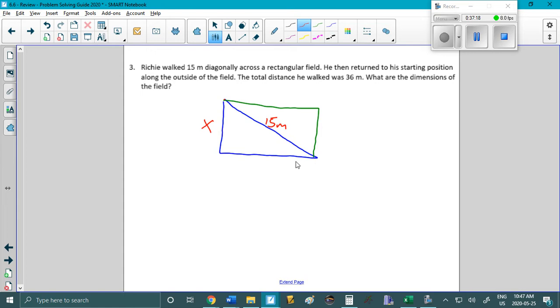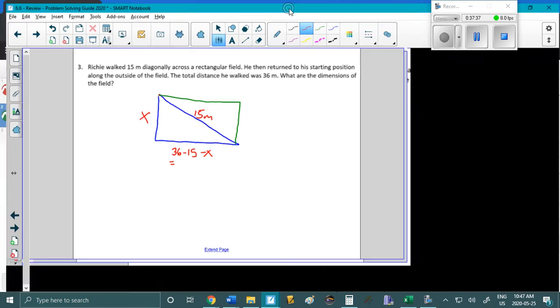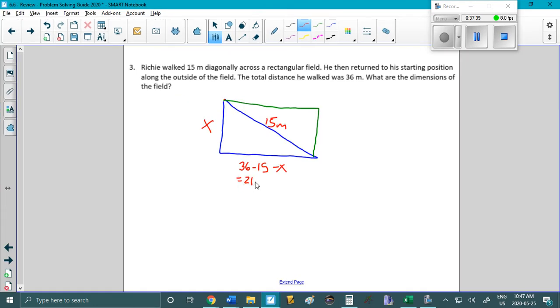So if the total distance was 36, then the length of this side would be 36 minus 15 minus x, right? Which would be 36 minus 15 is 21, I think. 36 minus 15 is 21. So this side would be 21 minus x.